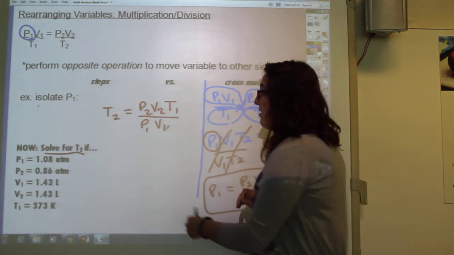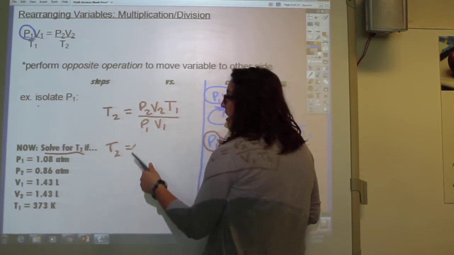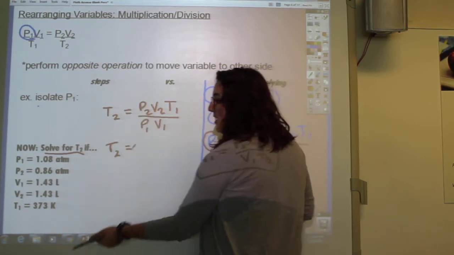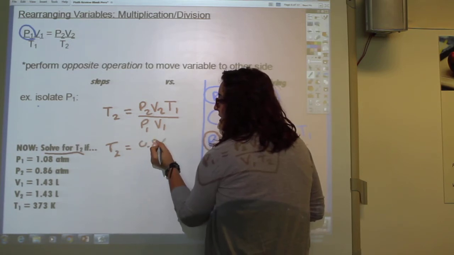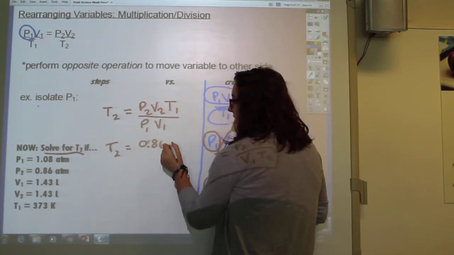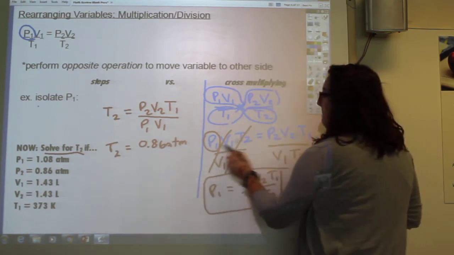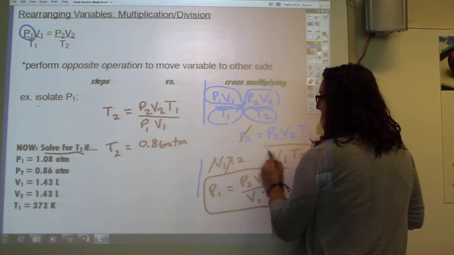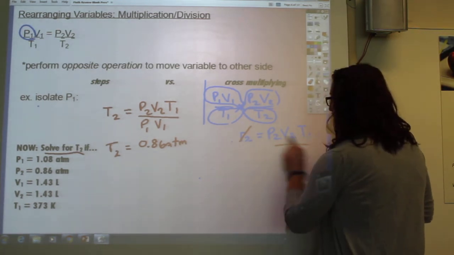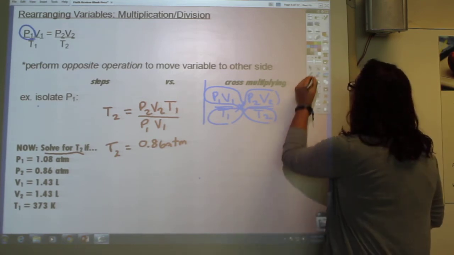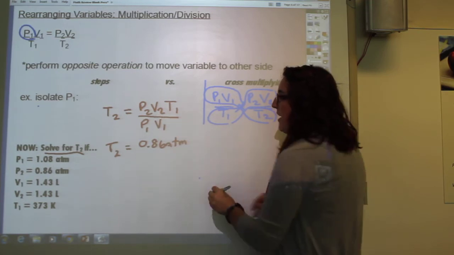Now, if I want to plug in everything, I can have T2 equals, alright, we can plug in for P2 because it tells us what the second pressure is. 0.86 ATM. I'm going to run out of room, so I'm going to erase some more. Okay. 0.86 ATM.